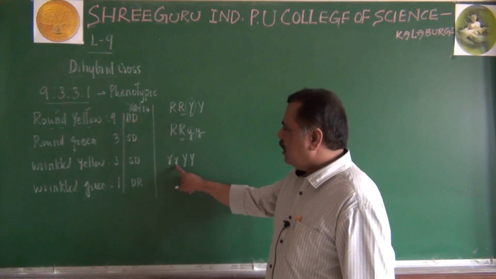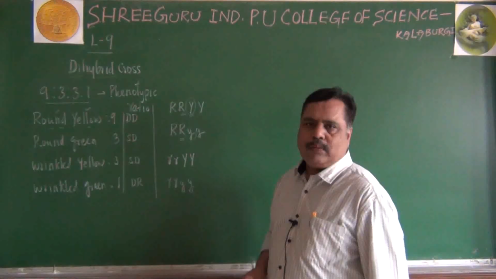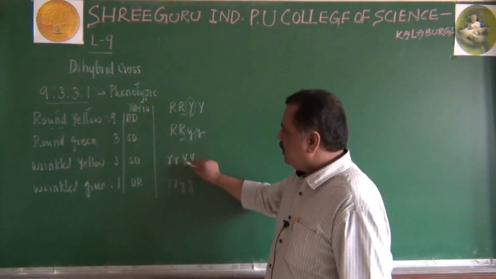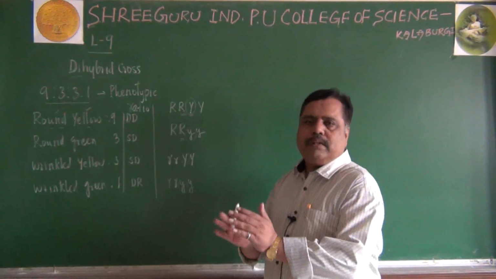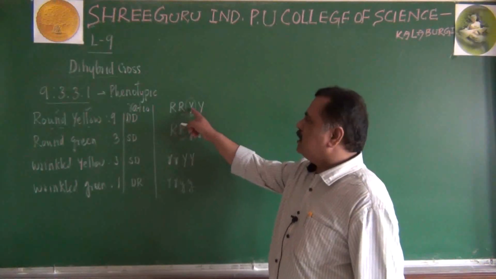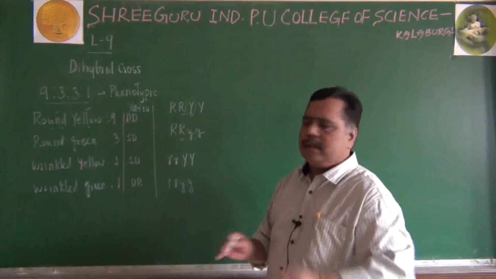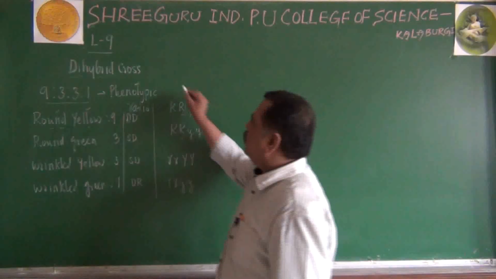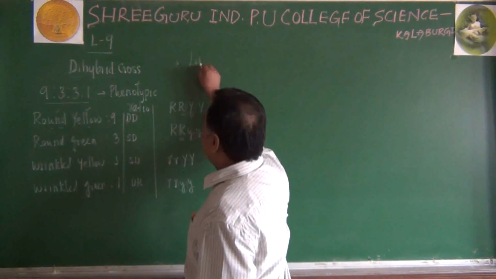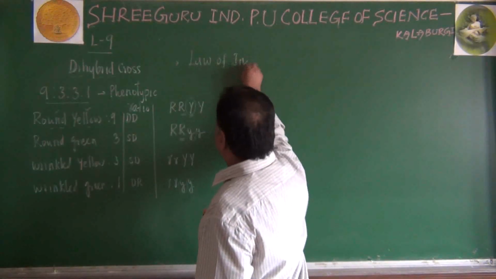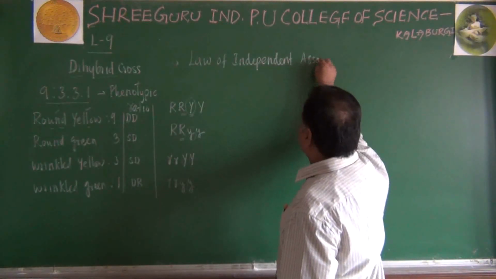If you take small r, in this wrinkled green, small r, small y, small r can remain either with capital Y or with small y. Small r cannot say that I will combine with small y only. Capital R cannot say that it will combine with capital Y only. They have got freedom to assort, freedom to join among themselves. This freedom was explained by Mendel through a law. That law is called the law of independent assortment.